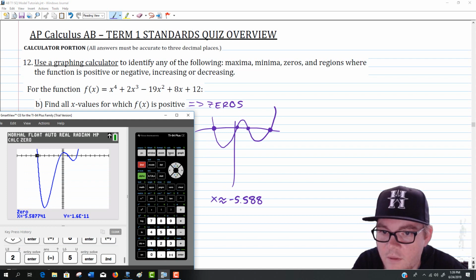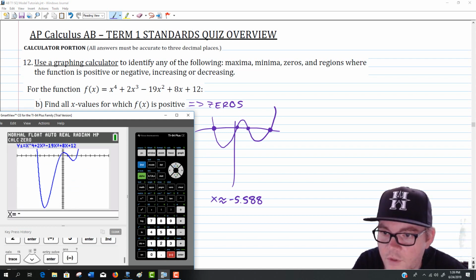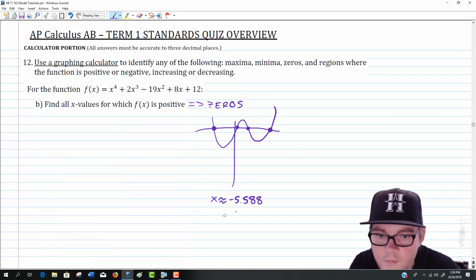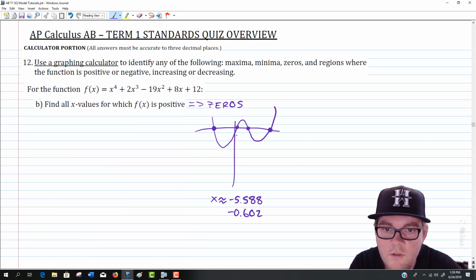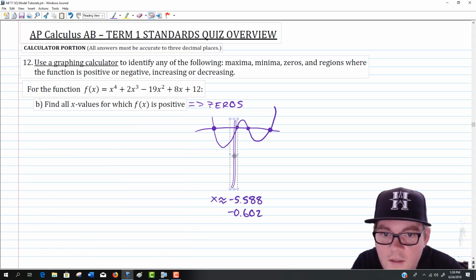We need to get the second one, so we're going to repeat that motion. I'm going to go from -2 to 0. Let's guess -1. Looks like our second zero is going to be -0.602. So there's our second zero. It looks like my picture was slightly off, but I know how to fix that. You'll never know.